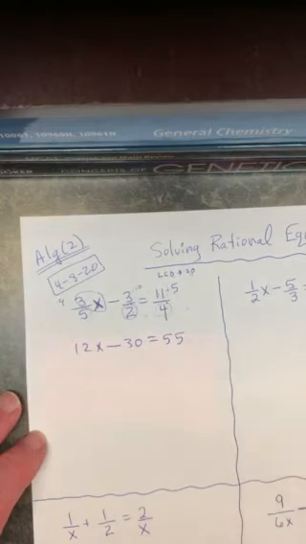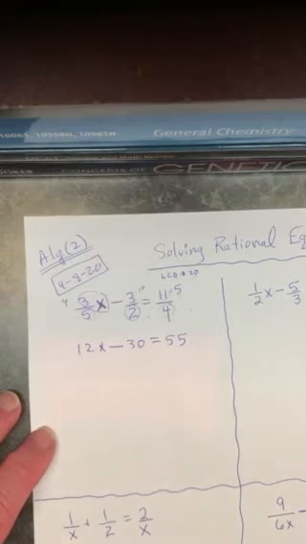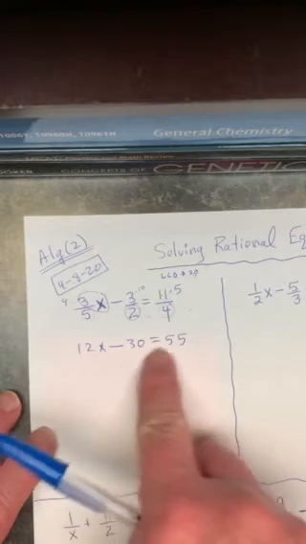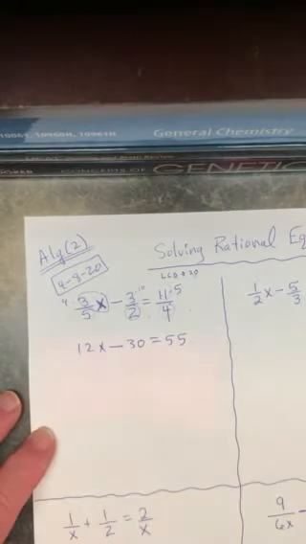Now, you'll get weird answers on most of these, because think about it. If the original equation had a bunch of fractions in it, you're probably going to end up with an answer that's a fraction of some kind.